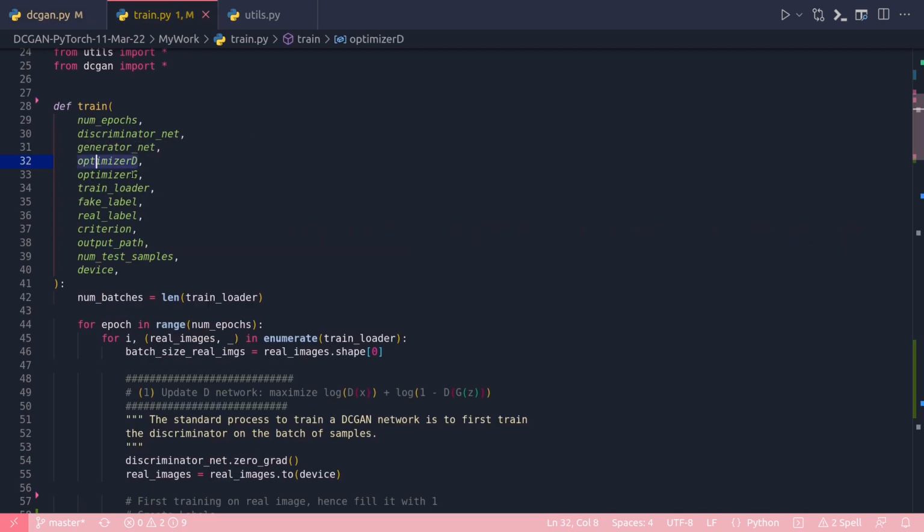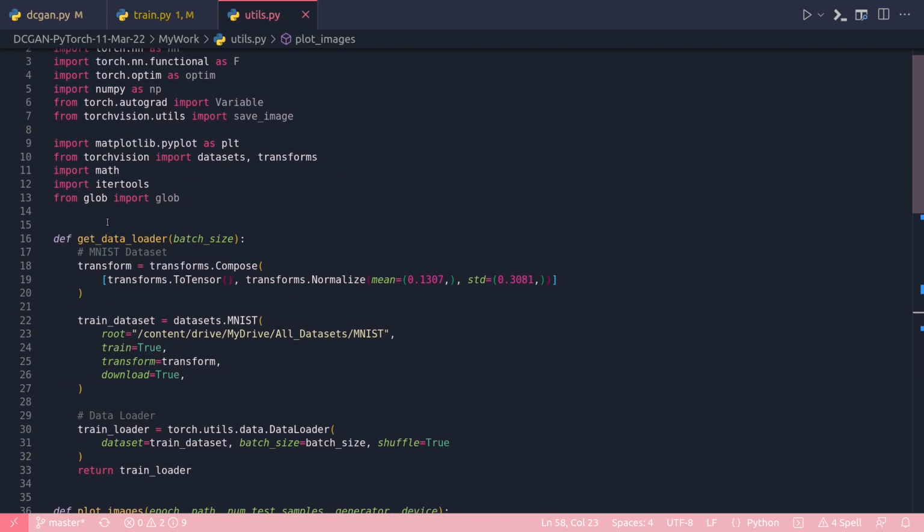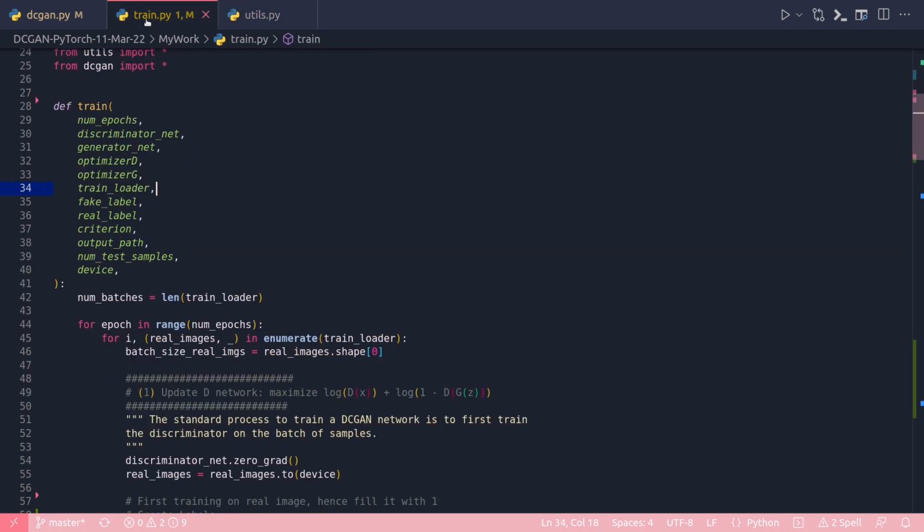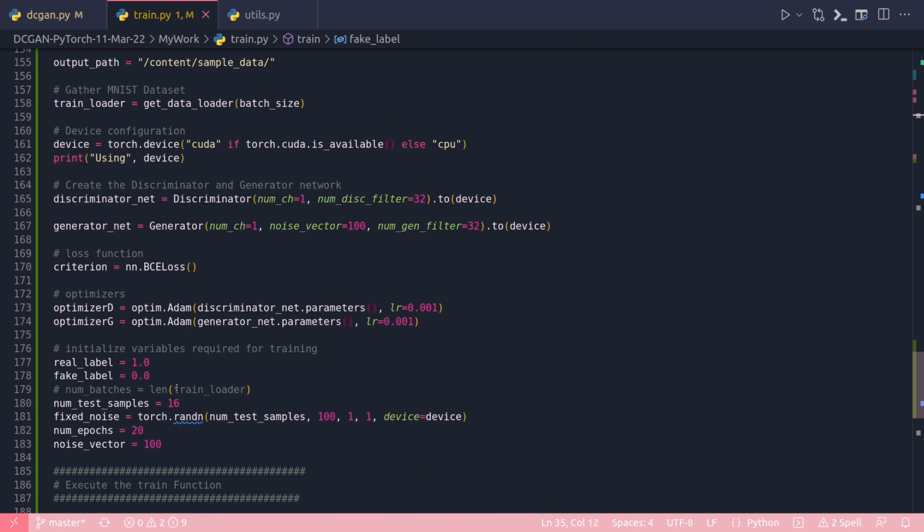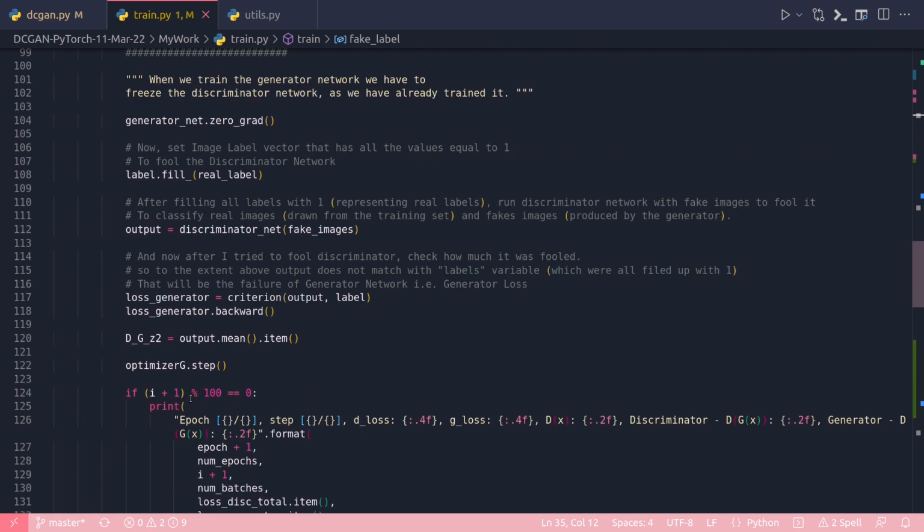And optimizer for the discriminator, optimizer D, and optimizer for the generator class. Train loader, which will be my batch by batch dataset, coming from invoking this function that I defined in utils.py, that is get data loader. Train loader is what this method returns, and that's what I will be using as training data. Then I have two variables, fake label and real label. Actually, they will be passed as arguments. Sorry, I will define them outside of the function later, down here, just before executing this train method.